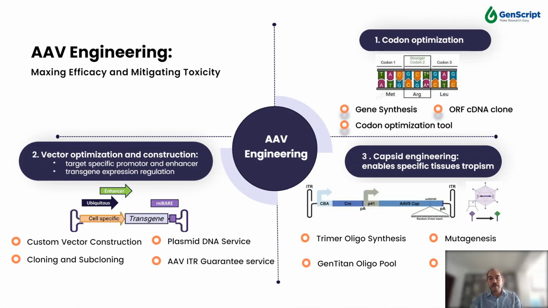And we have our AAV ITR guarantee service. We can also optimize the capsid to enable specific tissue tropism, concentration of the virus to specific tissues or type of cells. We can synthesize the trimer oligos. We can perform mutagenesis to mutate various genes. We can offer you mutant libraries if you prefer to do these mutations yourself using our Gene Titan oligopool technology. So we have very strong capabilities from beginning to end to help support your AAV engineering efforts.